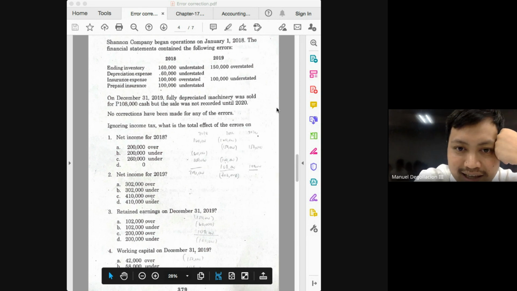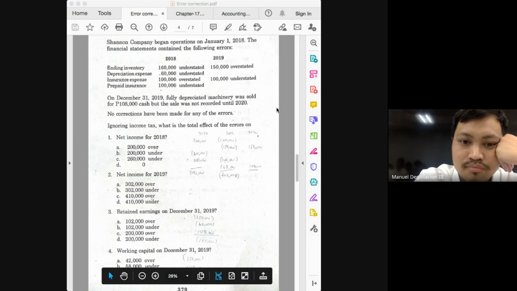So for 2019, what were the misstatements, class? 150 from the ending inventory, 160 from the beginning inventory, 100 from your insurance expense. Total overstatement so far would be 410. And then deduct the understatement of 108. 410 minus 108 will give you 302,000 overstatement.